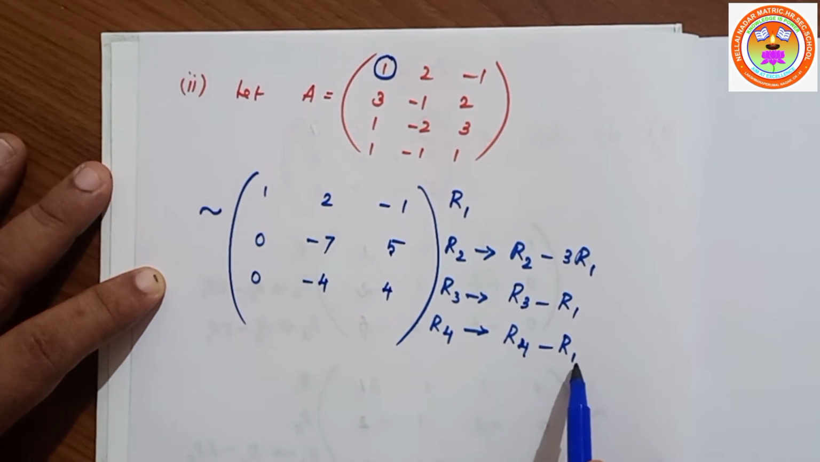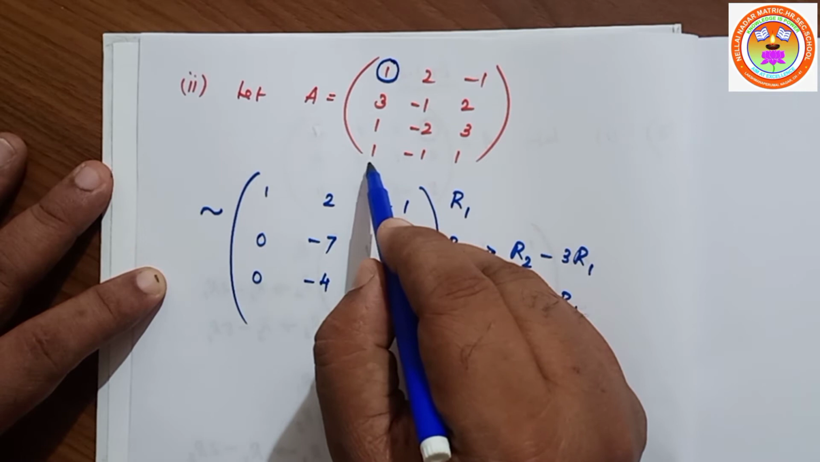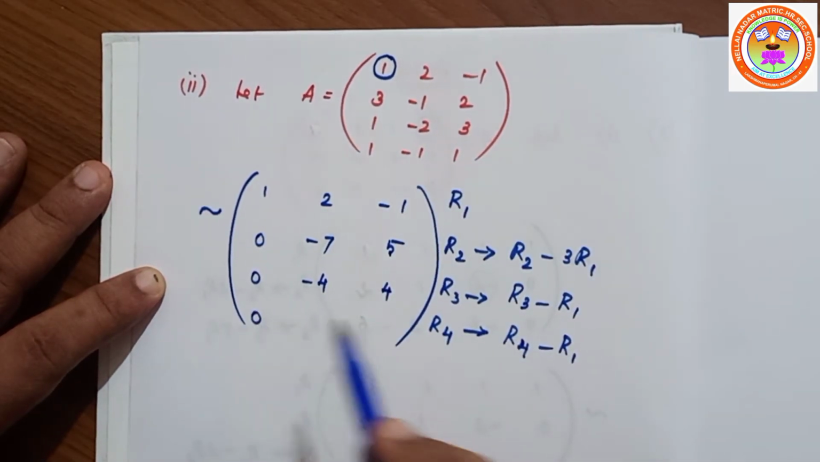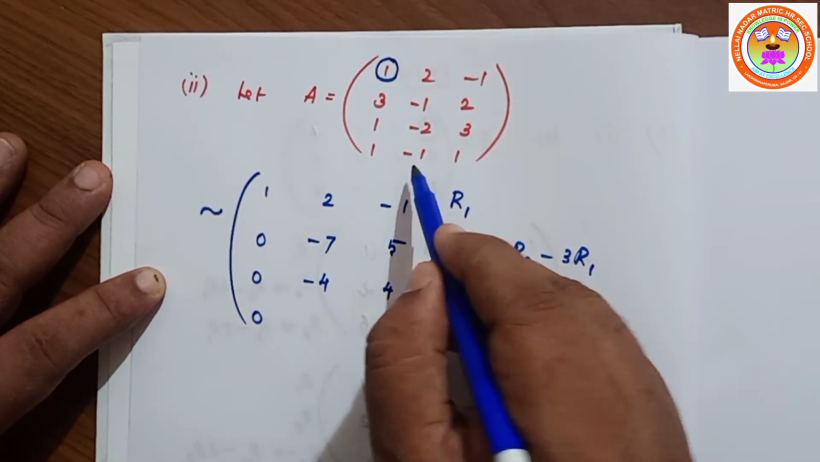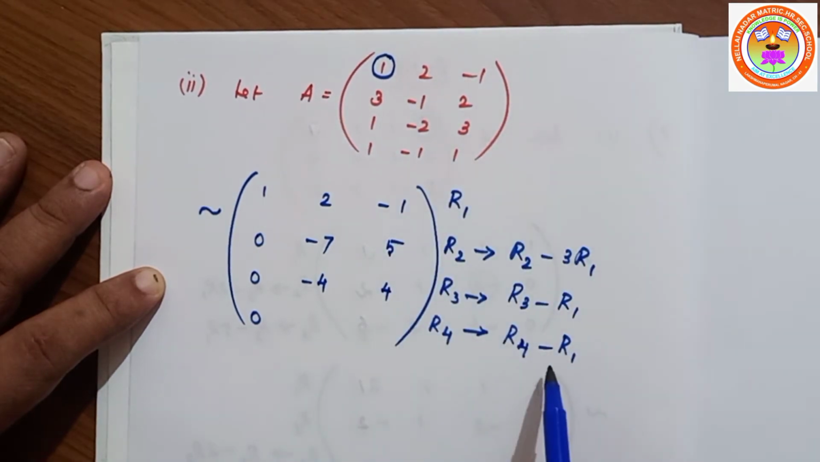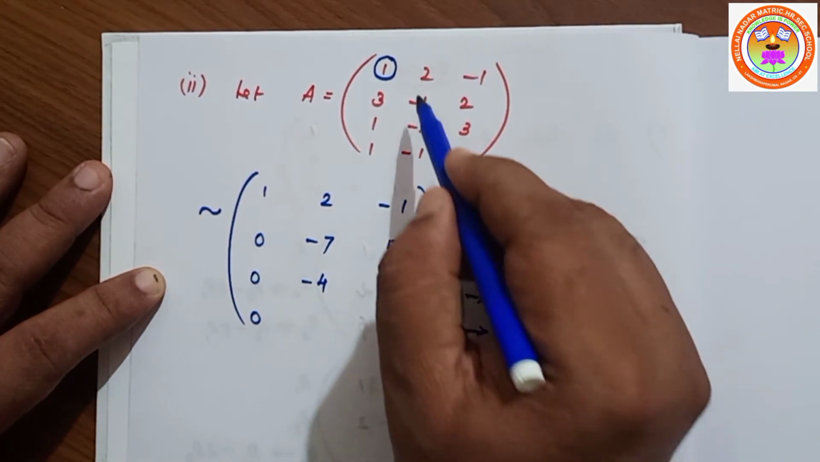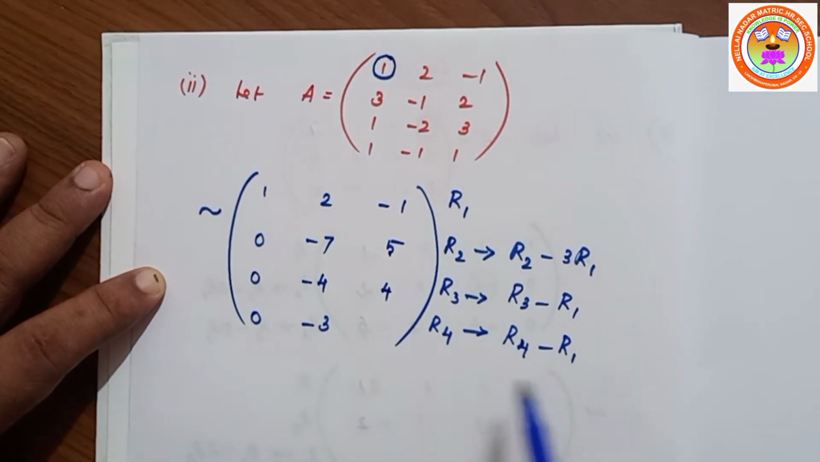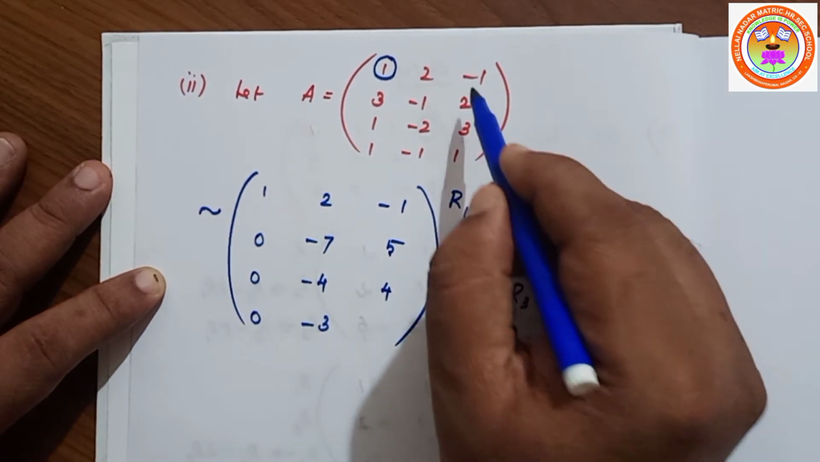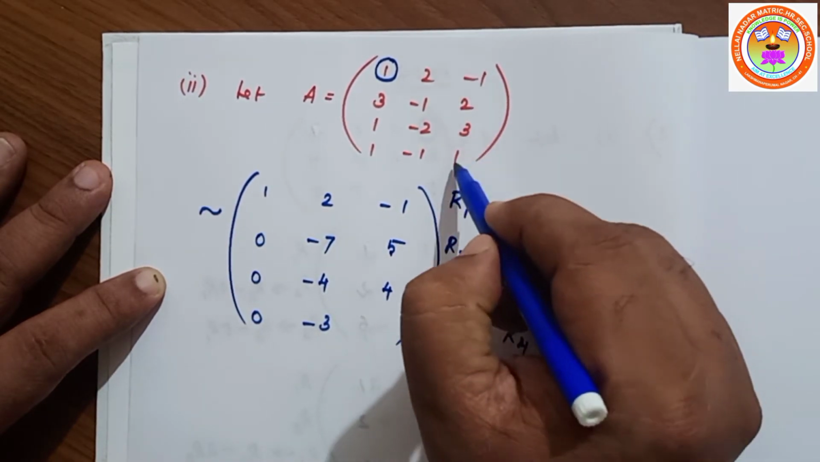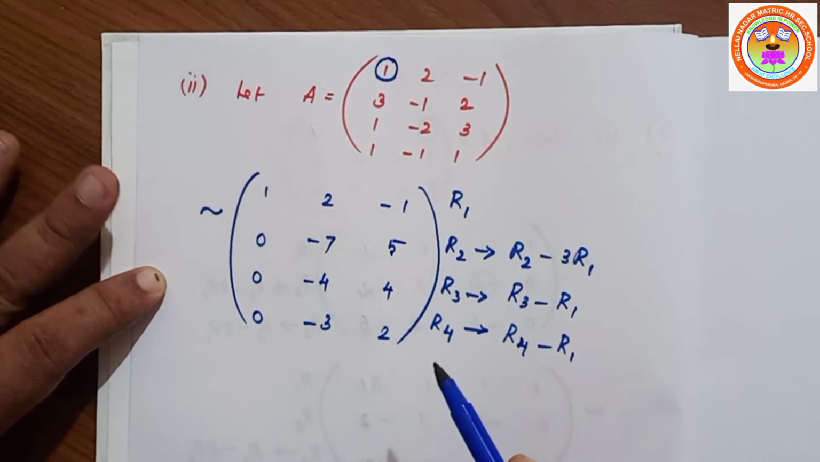Now R4 minus R1. R4 implies R4 minus R1. 1 minus 1, 0. Minus 1, minus 2. You have to change. What symbol here? Minus. So minus 1 minus 2, that is minus 3. Then 1, this minus becomes plus. So 1 plus 1, that is equal to 2.